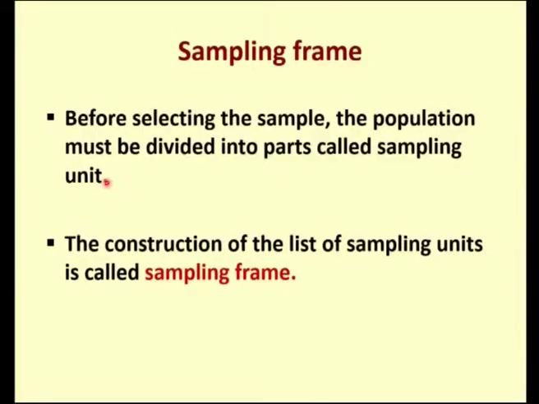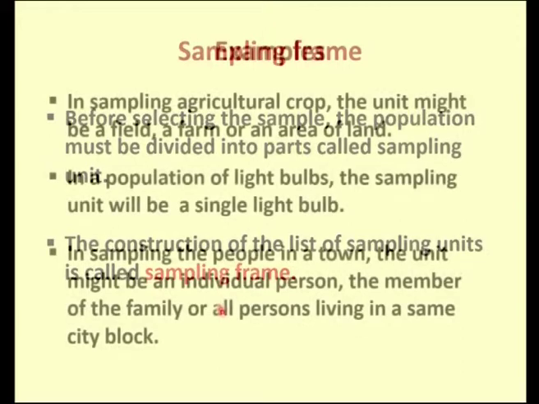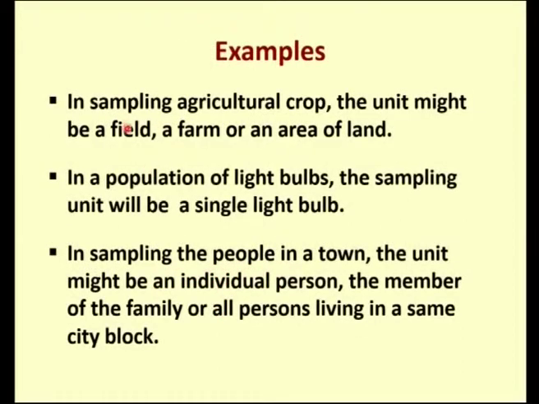So, having decided that we are going to take a sample from the population, now how to take a sample? It is given in two steps, that is, you have to consider the sampling frame. Before selecting the sample, the population must be divided into parts called sampling units, and the construction of the list of such sampling units is called the sampling frame. And we have some examples here.